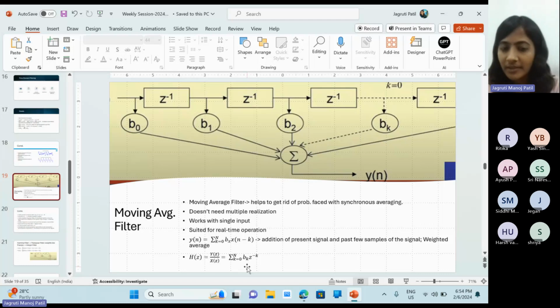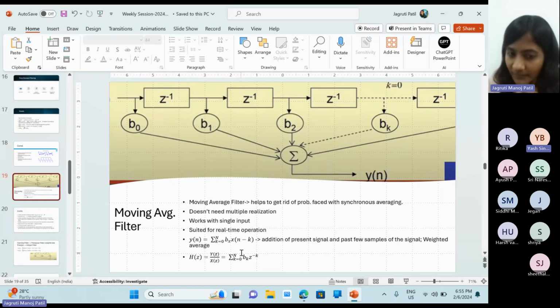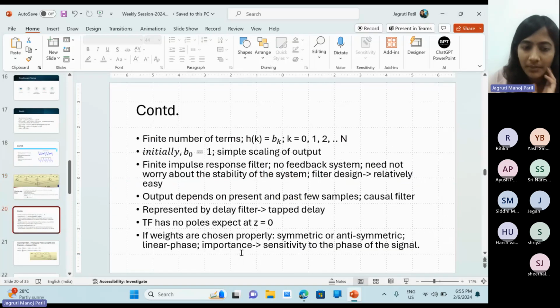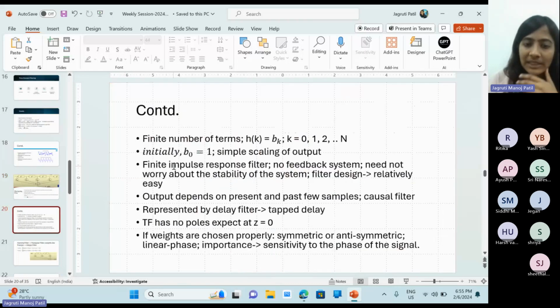So over here, if you see, is there any pole in b of k by z raised to k? Only at z equals 0. Apart from that point, we do not have any poles in this particular system. Again, it's being tapped by a particular delay, so this type of system is called a tapped delay system.